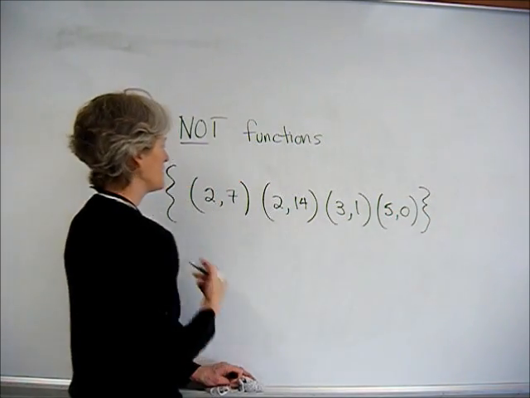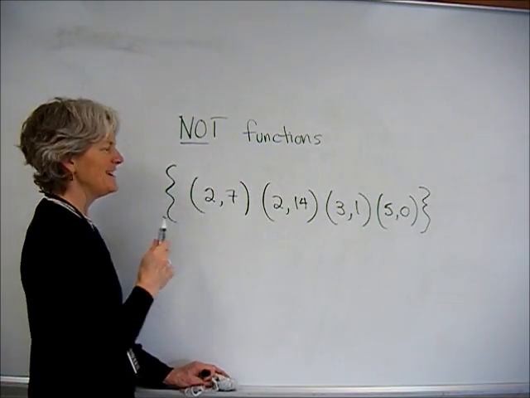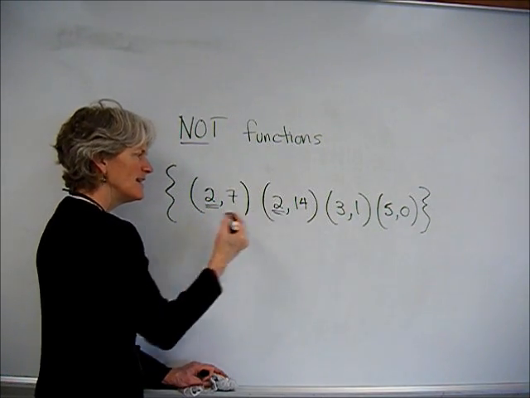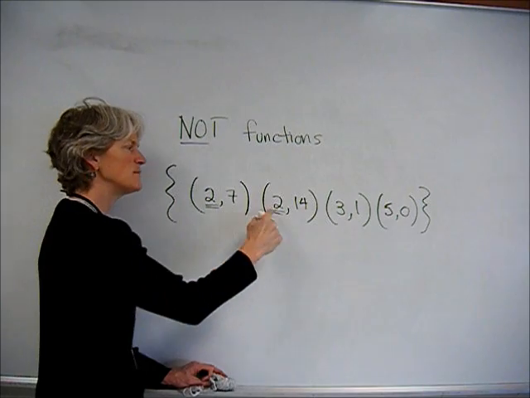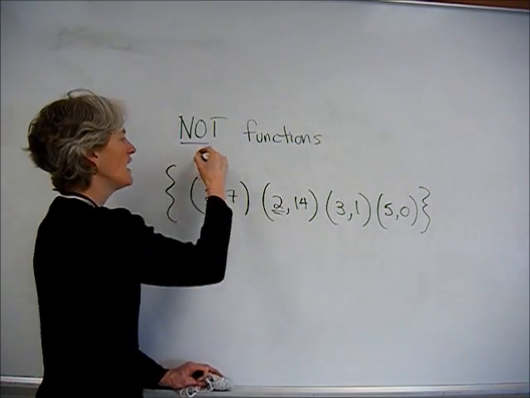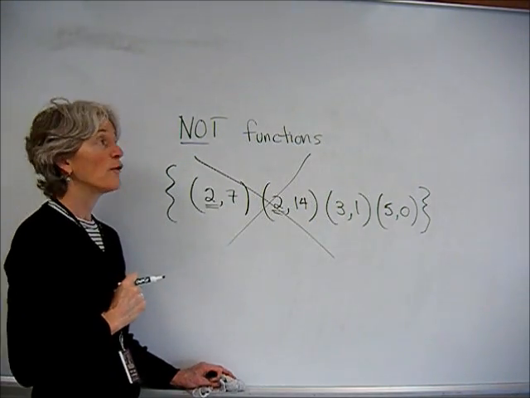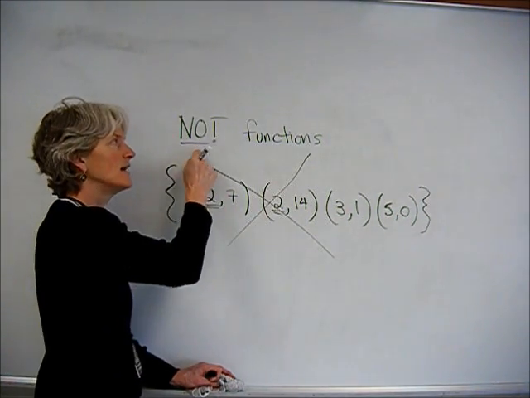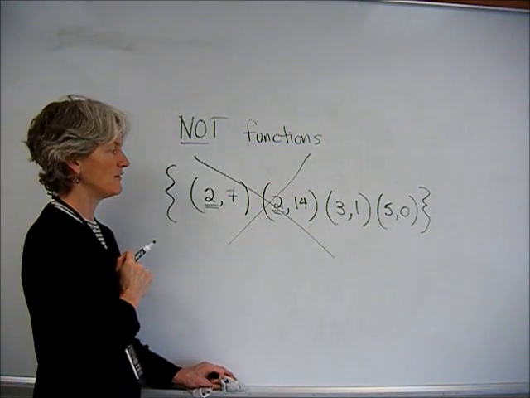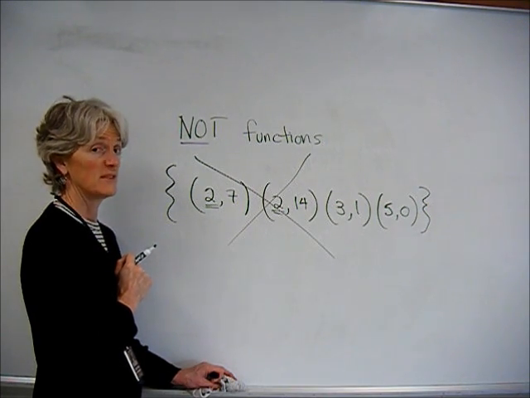Oh no, danger, Will Robinson. What's wrong here? Look, that 2 is fickle. Sometimes the 2 produces a 7. Sometimes the 2 produces a 14. That is not working for a function. Now, this is a relation, but it's not the special kind of relation that we call a function. Does that make sense?